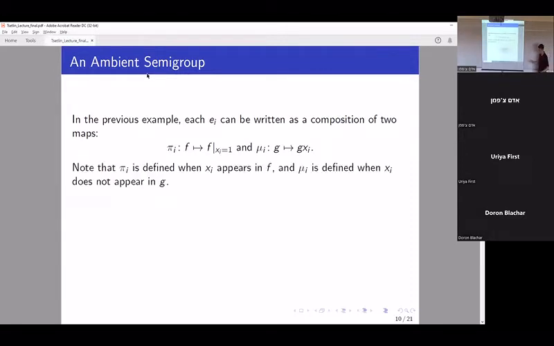But we should be careful, because they are not defined everywhere. The first is only defined when x_i appears in f, and the other is only defined when x_i doesn't appear in the polynomial g, right? Because we want to stay in the set of multilinear polynomials. So they're not defined on the whole space, but they are defined somewhere.